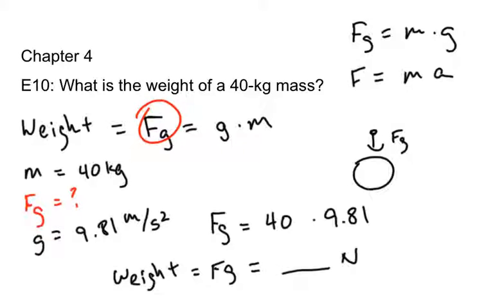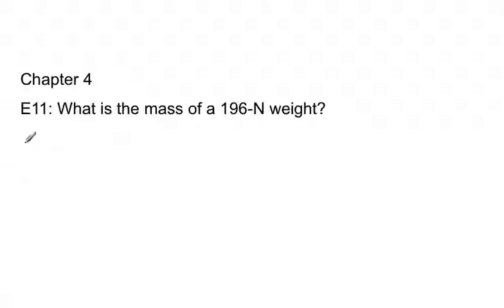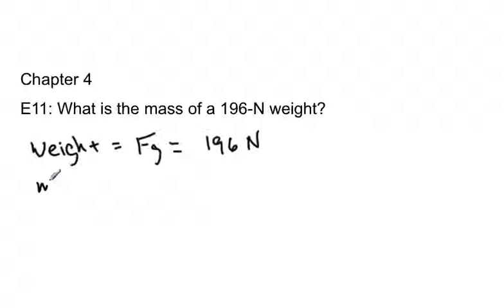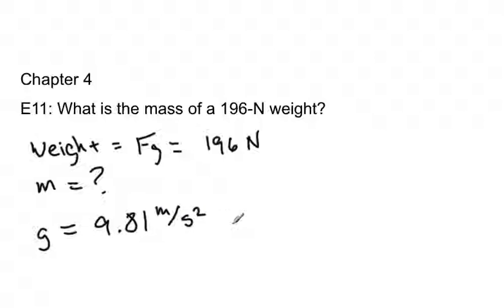Okay, let's do one more. What is the mass of a 196 newton weight? So this time we know the weight, and we know that weight is the force of gravity. That's 196 newtons. We know the mass. Oh wait, no, we don't know the mass. We're looking for the mass. And what else might we need? Since we're dealing with force of gravity, we're also dealing with the acceleration due to gravity, which is 9.81 meters per second squared.